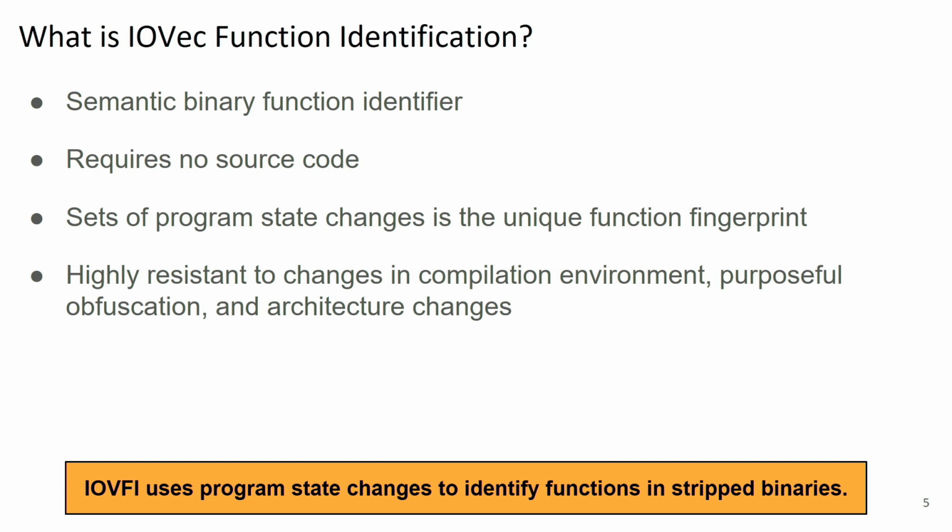The reason why the program state changes are resilient to all of these broad changes in compilation environment is because the compiler itself often will guarantee the semantics of the source-based code and then apply optimizations and changes to this code as needed while still maintaining the actual semantics within the binary, within the source code itself.